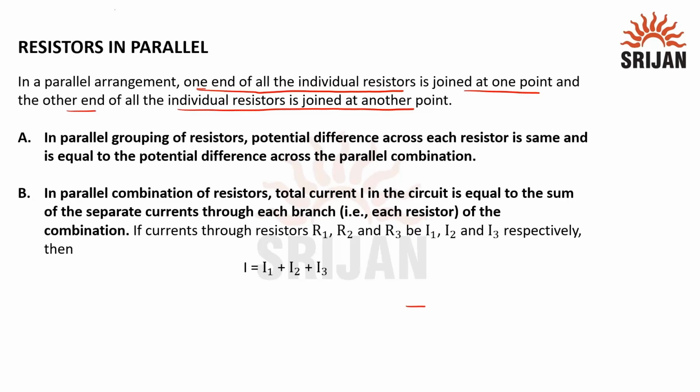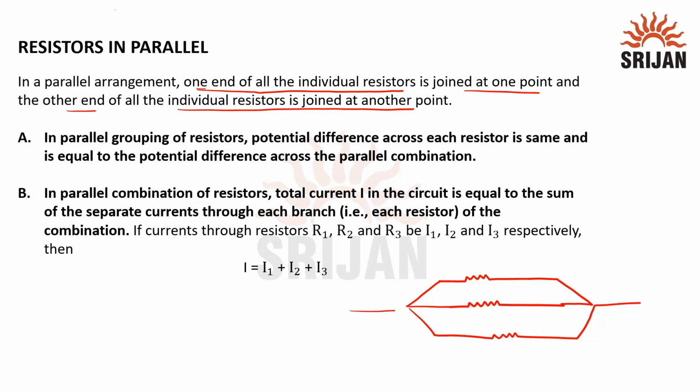So let me draw three resistors connected in parallel. This is resistor 1, this is resistor 2 and this is resistor 3. One end of all the resistors is joined at end A and the other end of all the resistors is joined at another point B. This is resistor R1, this is resistor R2 and this is resistor R3.